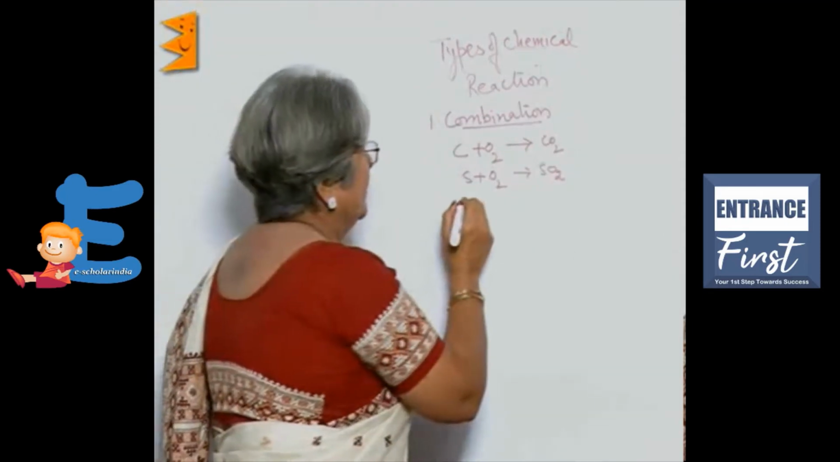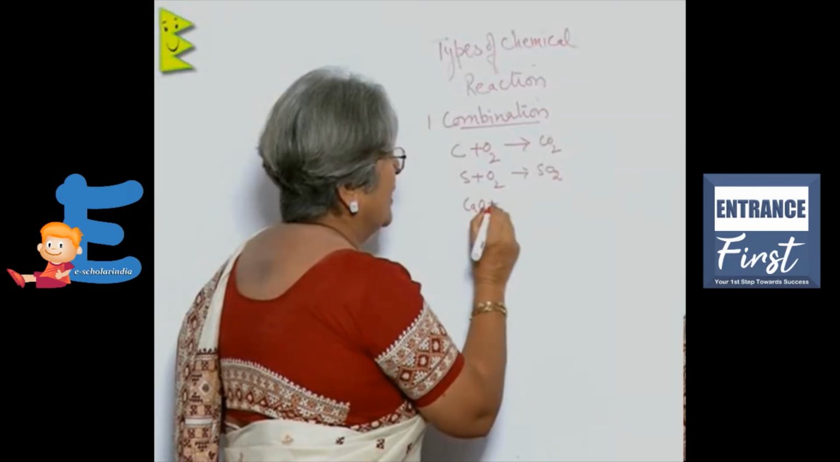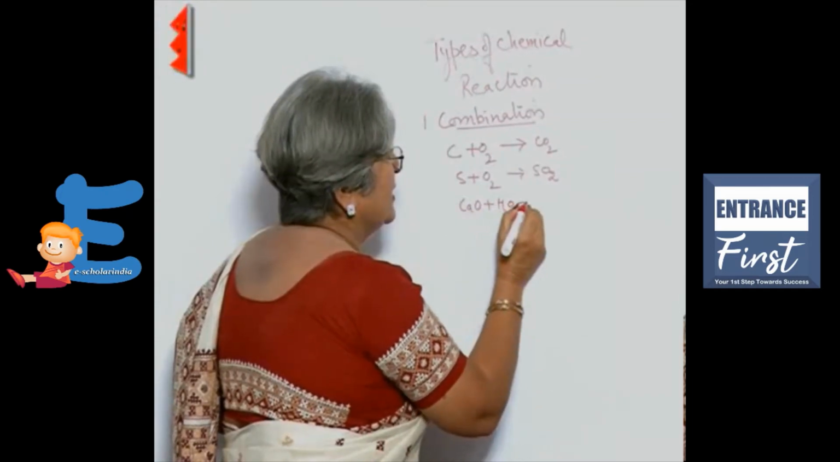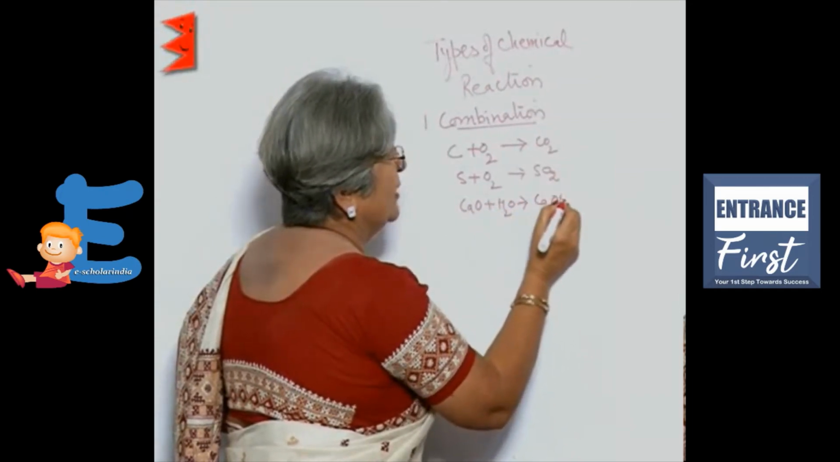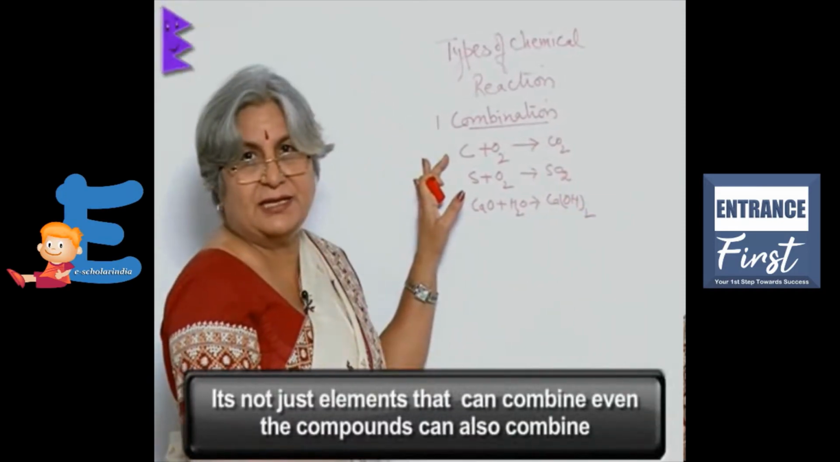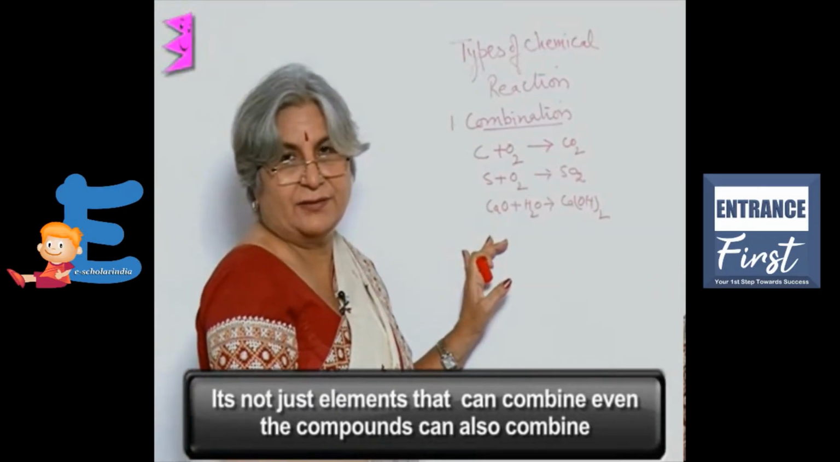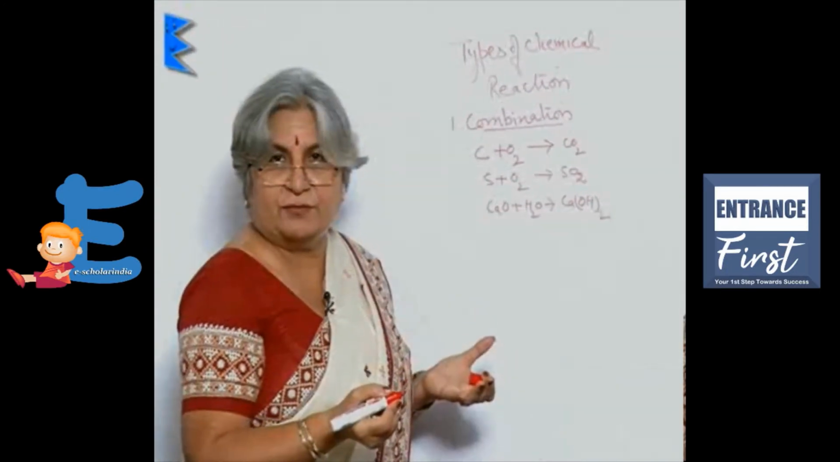Another one, CaO, that is quicklime, plus water will give us Ca(OH)2, which means it is not just the elements that can combine, even the compounds can combine with each other.